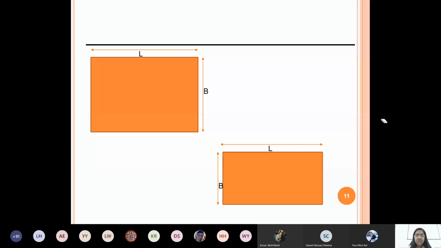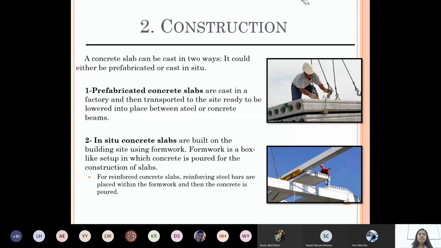Now coming to the dimensions, it will show length and breadth, which we were just talking about. You just take the cross section and you will know the length and breadth. If it is rectangular, square, circular, hexagonal, conical, all types, you can take the cross section to know whether L to B is more or less than 2. Construction. A concrete slab can be cast in two ways.